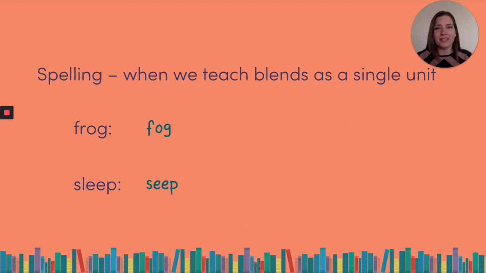And what happens when we teach students that a consonant blend is one thing is we start to see that being reflected in their spelling. If they haven't got really strong phoneme awareness and they can't detect all the individual sounds inside a word, we'll see them dropping sounds out in their spelling. So frog might be represented as fog, and they haven't picked up that r sound in there, or sleep might be written as seep. So they're not finely discriminating all of the sounds in the word.